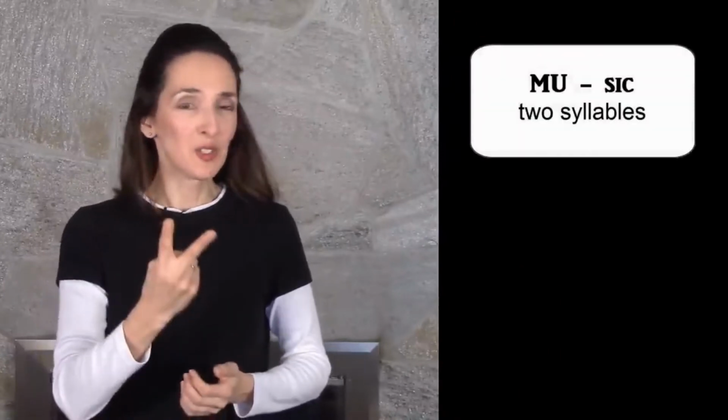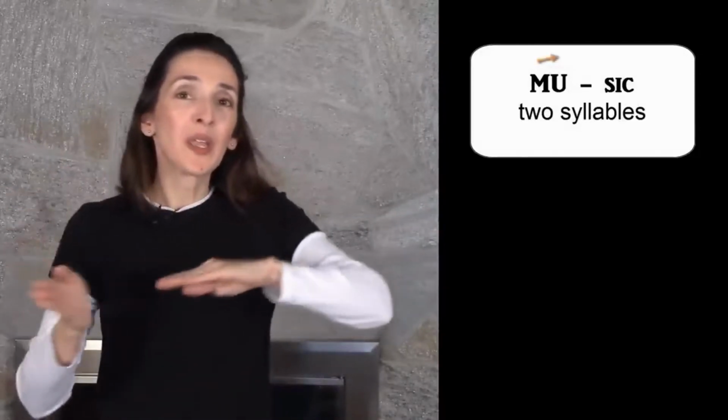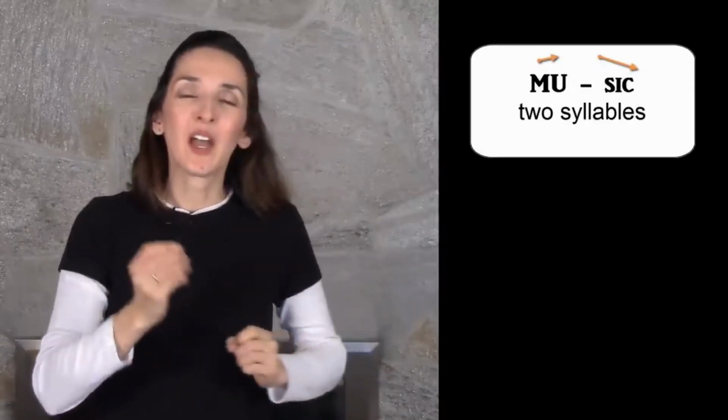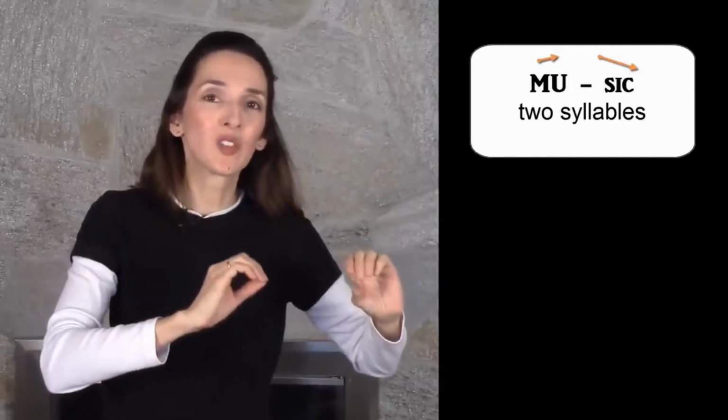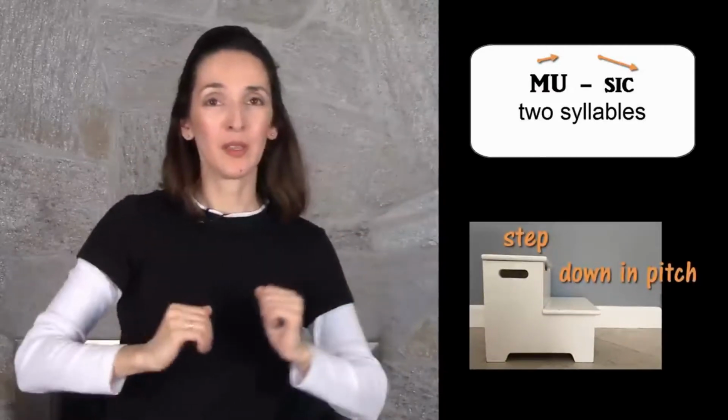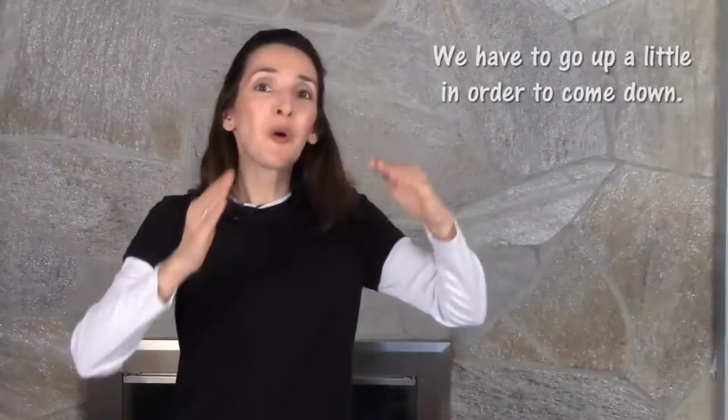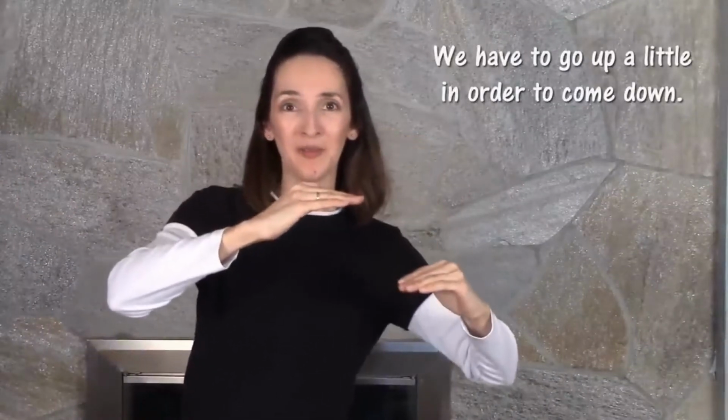The difference between those two sentences is that with music, I have two syllables to work with. Music. I'm going up in pitch on mu and then down in pitch on zik. In other words, I'm going up on a stressed syllable and then I use the following unstressed syllable to step down. I have to go up a little first because if I want to come down, how can I jump down or step down if I'm already standing on the floor? So I have to go up a little in order to come down.